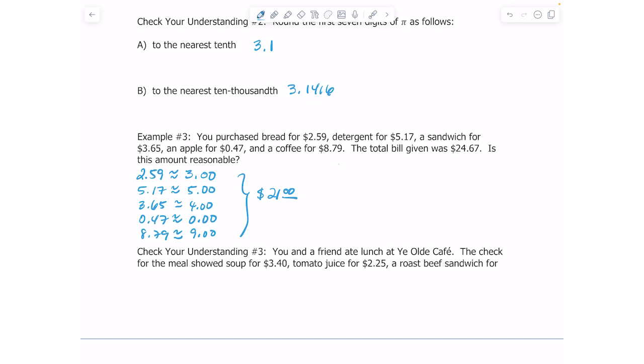And the total bill given was $24.67. So the total bill seems a little high. That's something you would definitely want to check before you were paying.